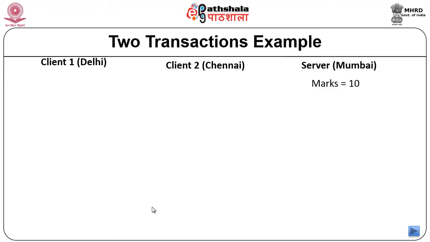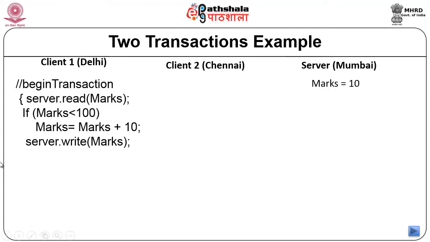So, we will use this as an example. There are two transactions. One client in Delhi is looking at the value of marks, and the value of marks is on a server in Mumbai, and it is doing something and writing back. If this executes, it reads the value of 10, and if the marks is less than 100, then marks is marks plus 10, which makes the marks 20, and it writes back to the server.